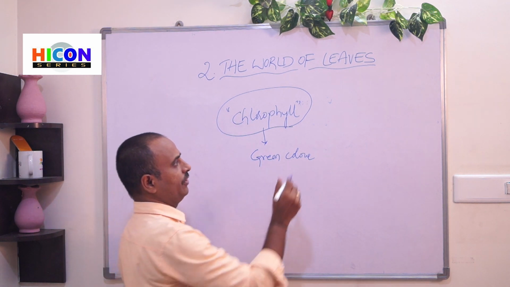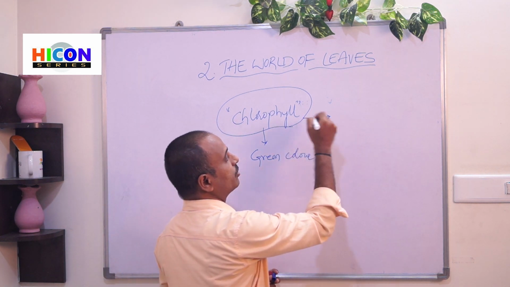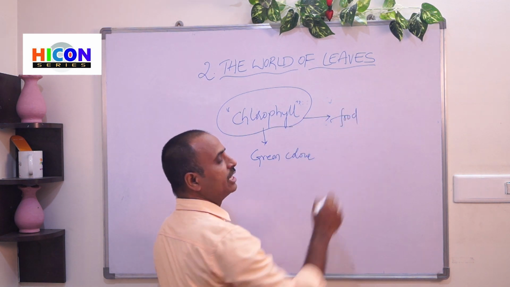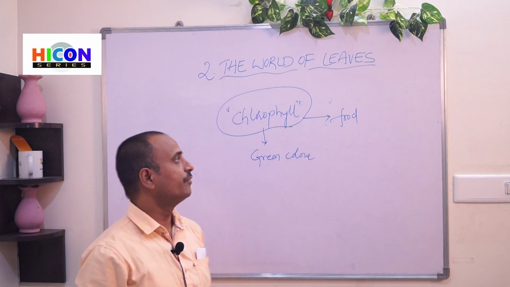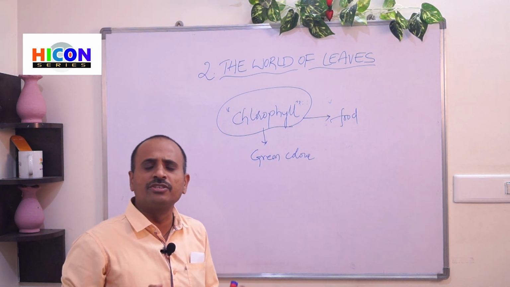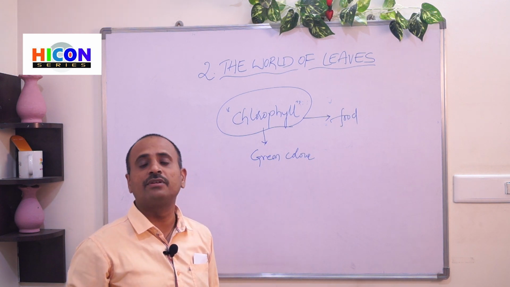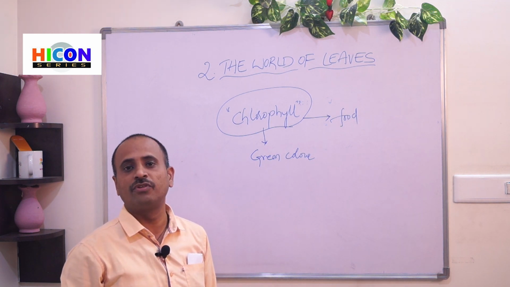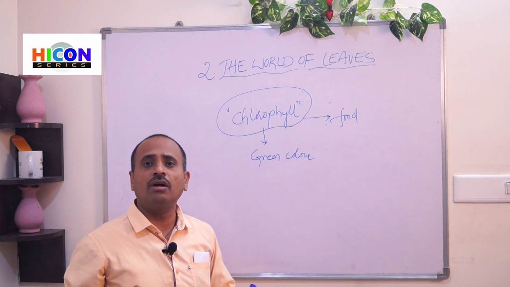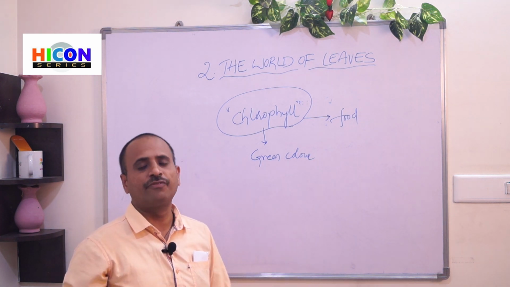And this chlorophyll is very helpful to the leaves to prepare their food. So all leaves prepare food with the help of chlorophyll present in them. If there is no chlorophyll in the leaves, the leaves cannot prepare their food. That's why a tree requires a lot of leaves for its food.